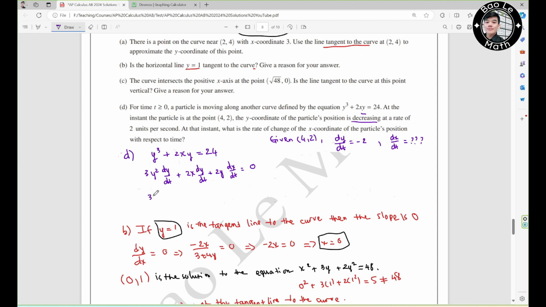So we have 3 times 2 squared times negative 2, plus 2 times 4 times negative 2, plus 2 times 2 times ds over dt equals 0. Alright, now we're going to simplify this one. 2 squared equals 4, 4 times 3 is 12, 12 times negative 2 is negative 24, and this is 2 times 4, 8, negative 16. Negative 24 plus negative 16 is negative 40. Add 40 to both sides, so it should be 4 ds over dt equals 40. So ds over dt is 10 units per second.